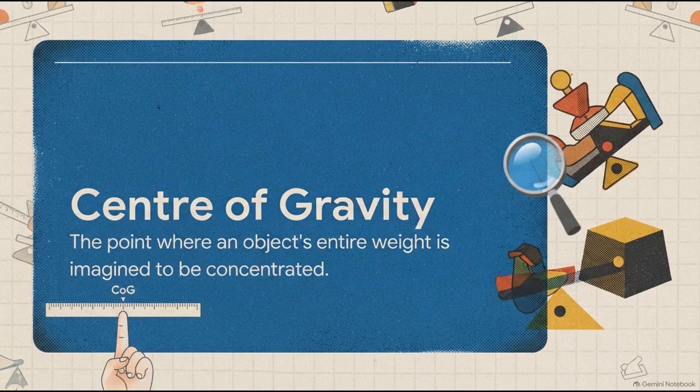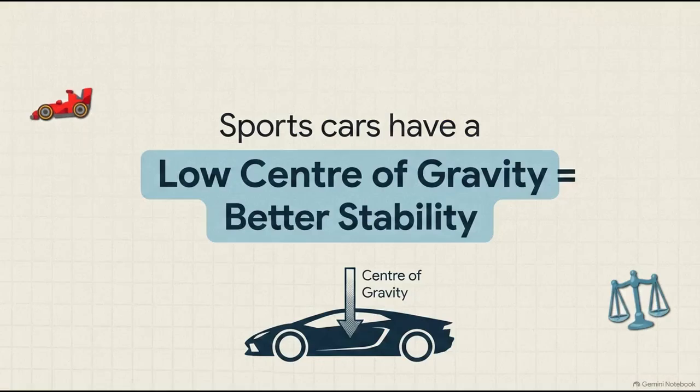In physics, we define this as the single theoretical point where we imagine the entire weight of an object is concentrated. And you see engineers taking advantage of this all the time. Just look at sports cars. They are deliberately designed to sit as incredibly close to the ground as possible to keep their center of gravity low. It's an engineering trick that keeps fast cars glued safely to the road during high-speed turns, drastically improving their stability so they don't flip over.